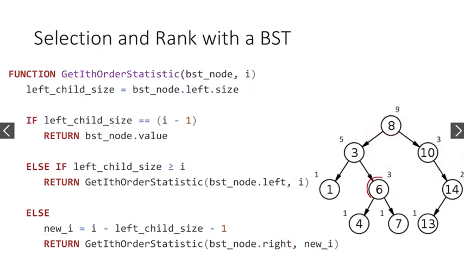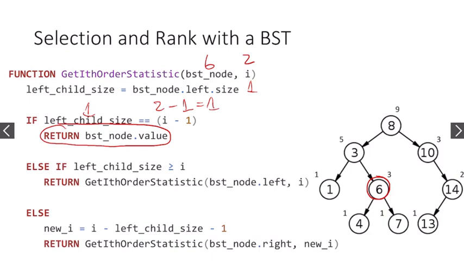So we're now here at the 6. That was the right node, and now I is equal to 2. So what's the size of the left child? That's 1. I is 2 minus 1 is equal to 1. 1 is equal to 1, and we've returned the correct value.